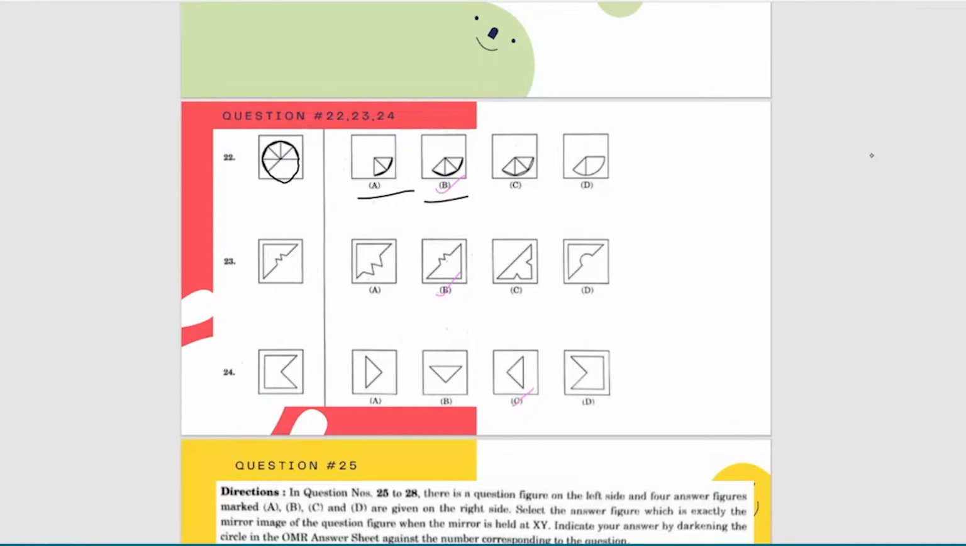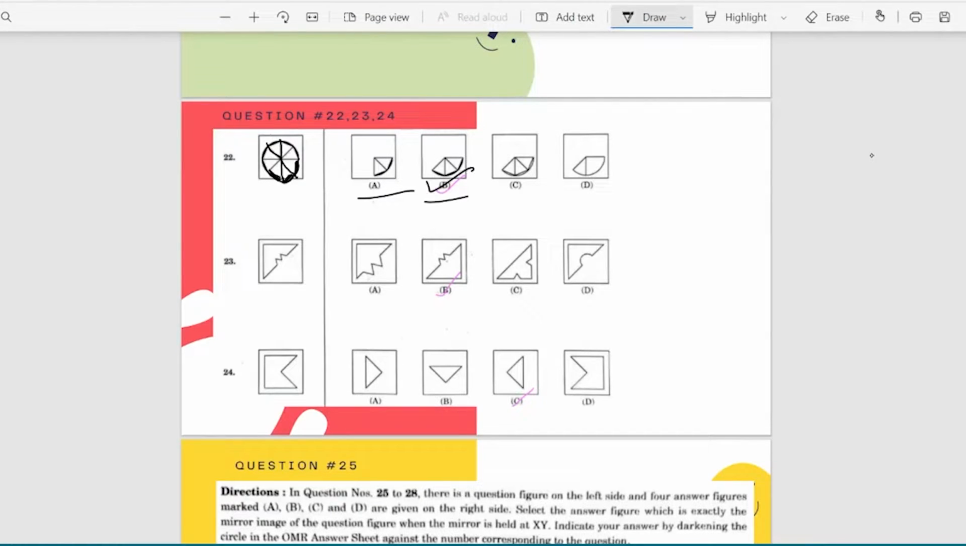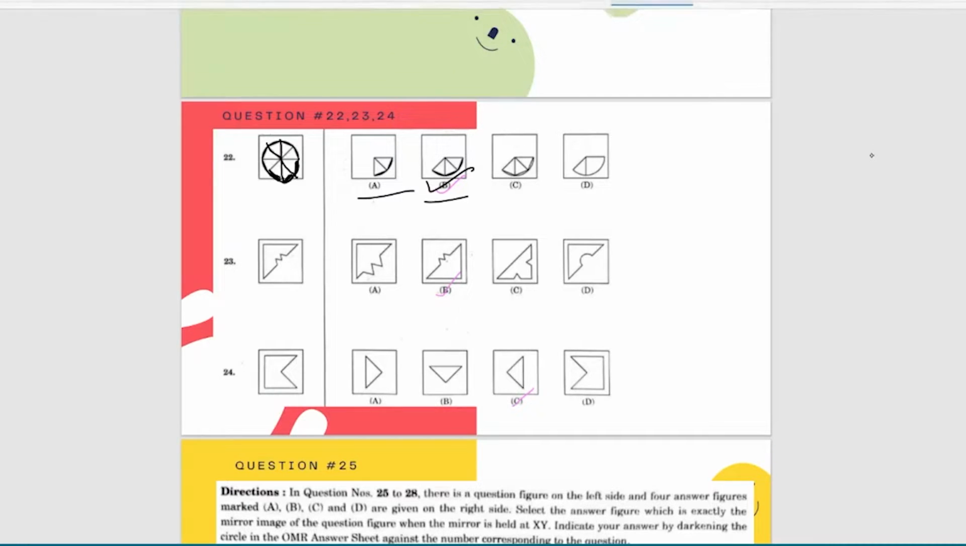So over here what we can do is we can extend this line. We'll extend this line. So we can see it divides into 3 parts, right? And we can also see that the rest of the figure has a little bit of shading over here. So we should also add some shading over here. So that means to complete the figure, we need 3 more such sectors and it should have shading like B. So that's why the correct answer is option number B.